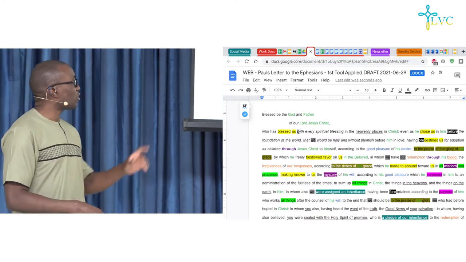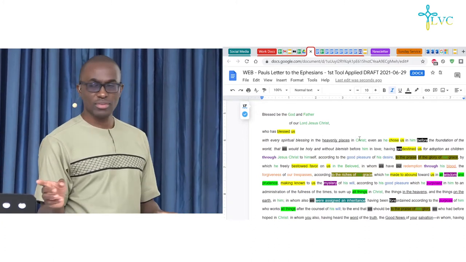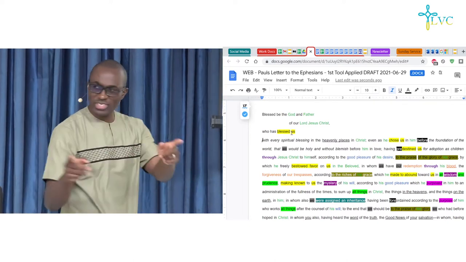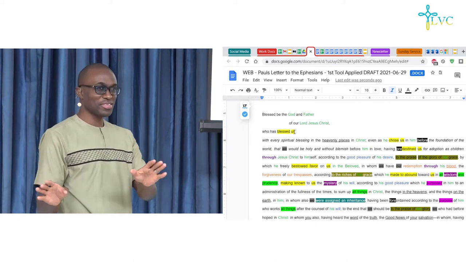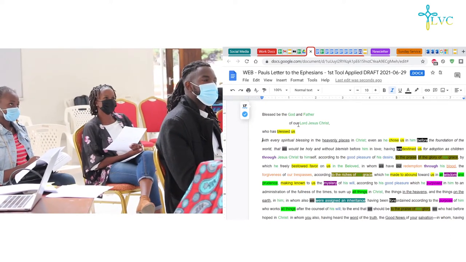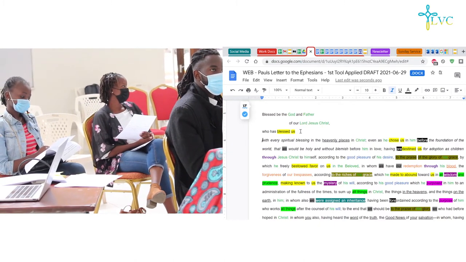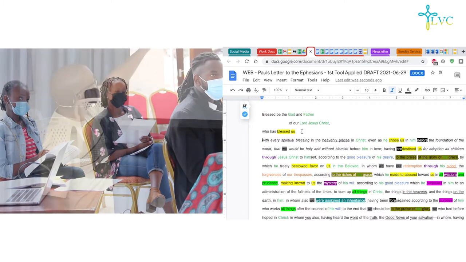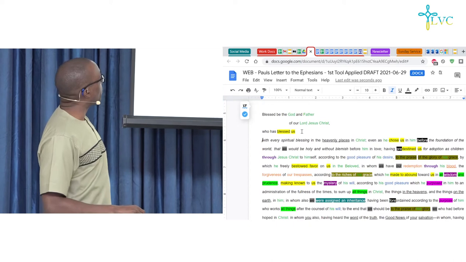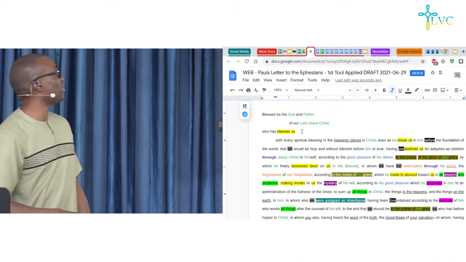Now let me ask, where it says who has blessed us, who is the who that's being referenced? Interesting. Is it Jesus or is it God? See, we have different views. God and Father. Okay, we have like three or four saying God and Father. Okay, everybody seems to be saying God and Father. So now it's interesting. So we wouldn't push that all the way under Jesus. Now I'll push that so it's under God. So we can push the who has blessed us, we push that under God. All right.